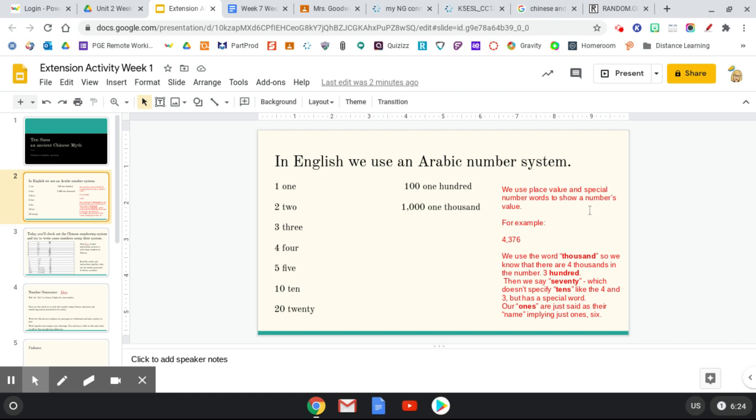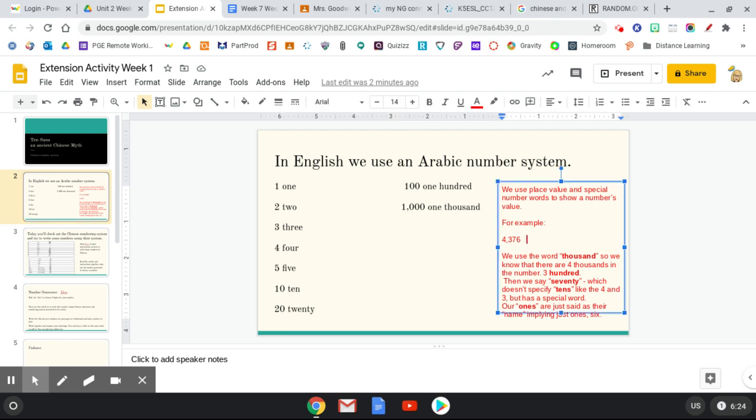We use place value and special number words to show a number's value. For example, when we say the number 4,376, we use the word thousands, but we don't put a special symbol there for it. We don't put all those zeros except when we're doing expanded notation. So we would say like 4,000 plus 300 plus 70 plus 6. We call that expanded notation where we're showing each value. That's the 4,000 that's here, the 300 that's here, 70 here, and 6.